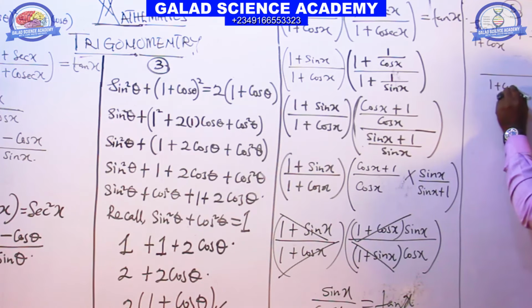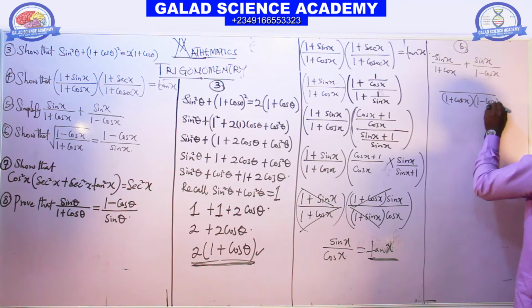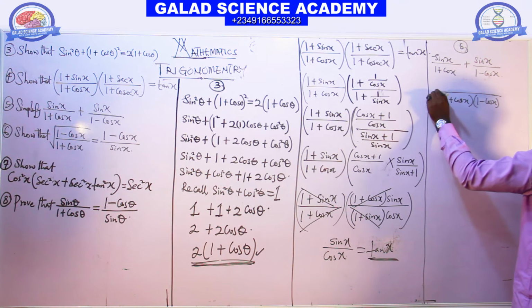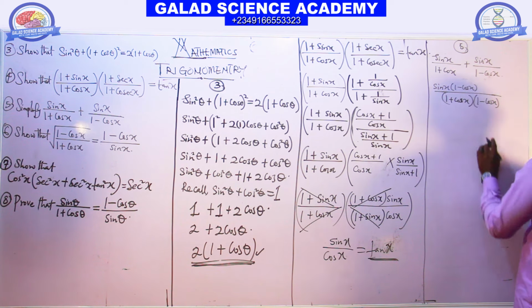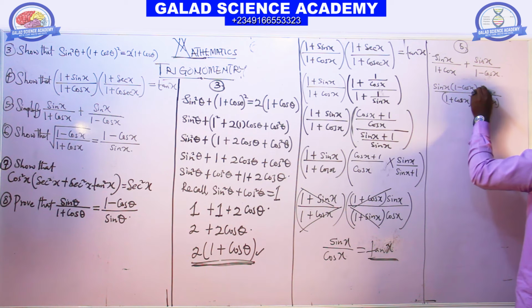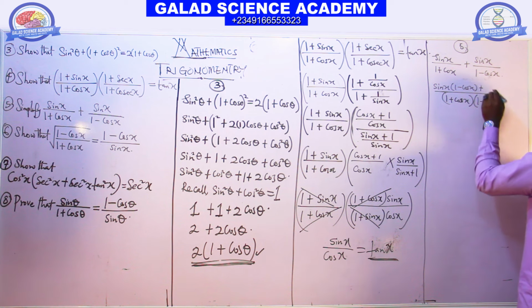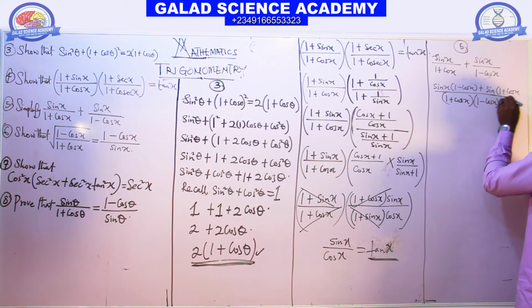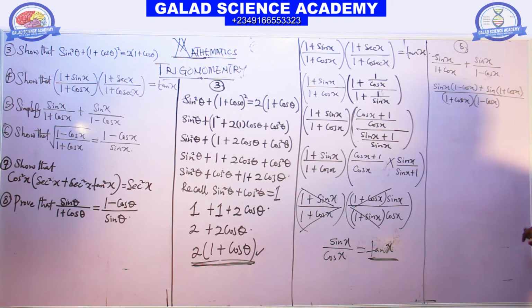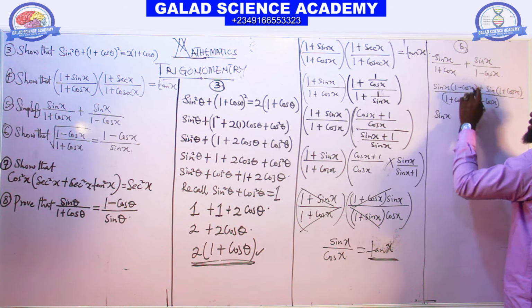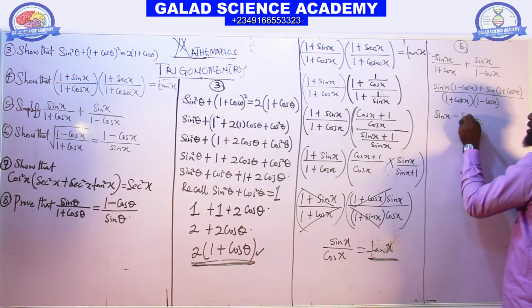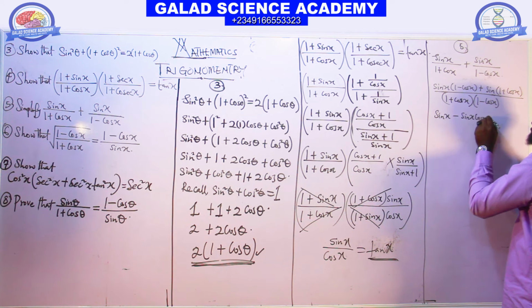It will be 1 plus cos x over 1 minus cos x. So you now have sin x into 1 minus cos x plus sin x into 1 plus cos x, to give us sin x minus sin x cos x.